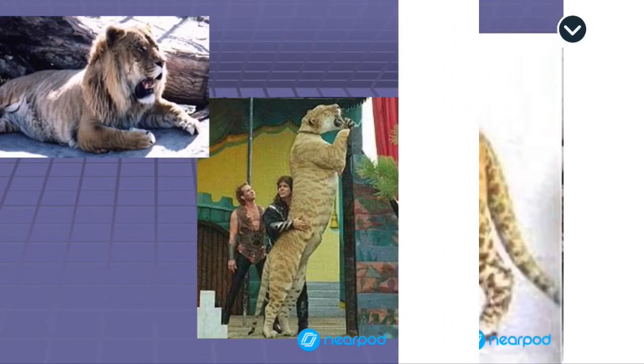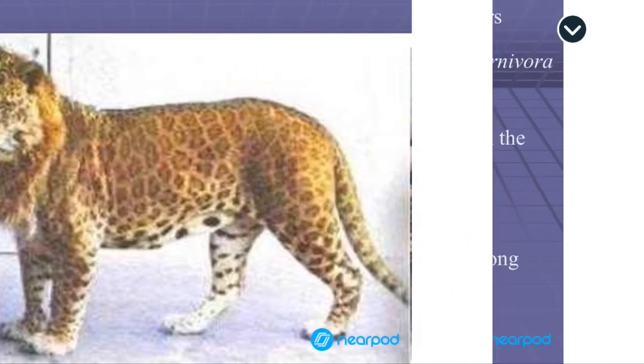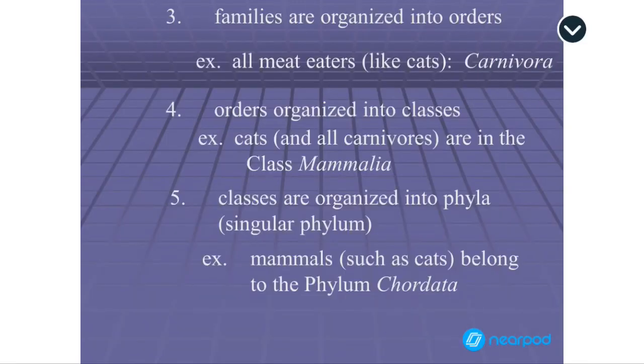Good. And here's one more hybrid just for fun. This is a leopard-lion cross. These were very common in the pharaoh's courts of ancient Egypt. And so families then are organized into the next level up.